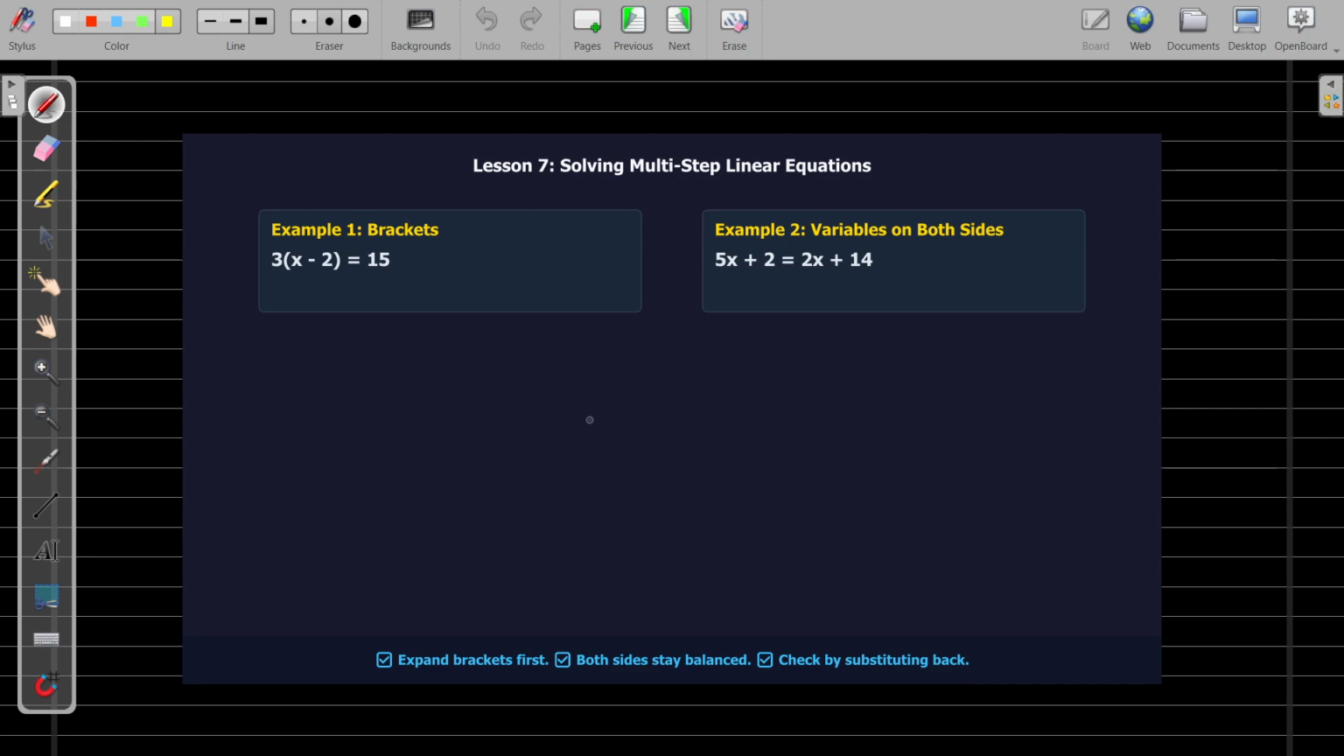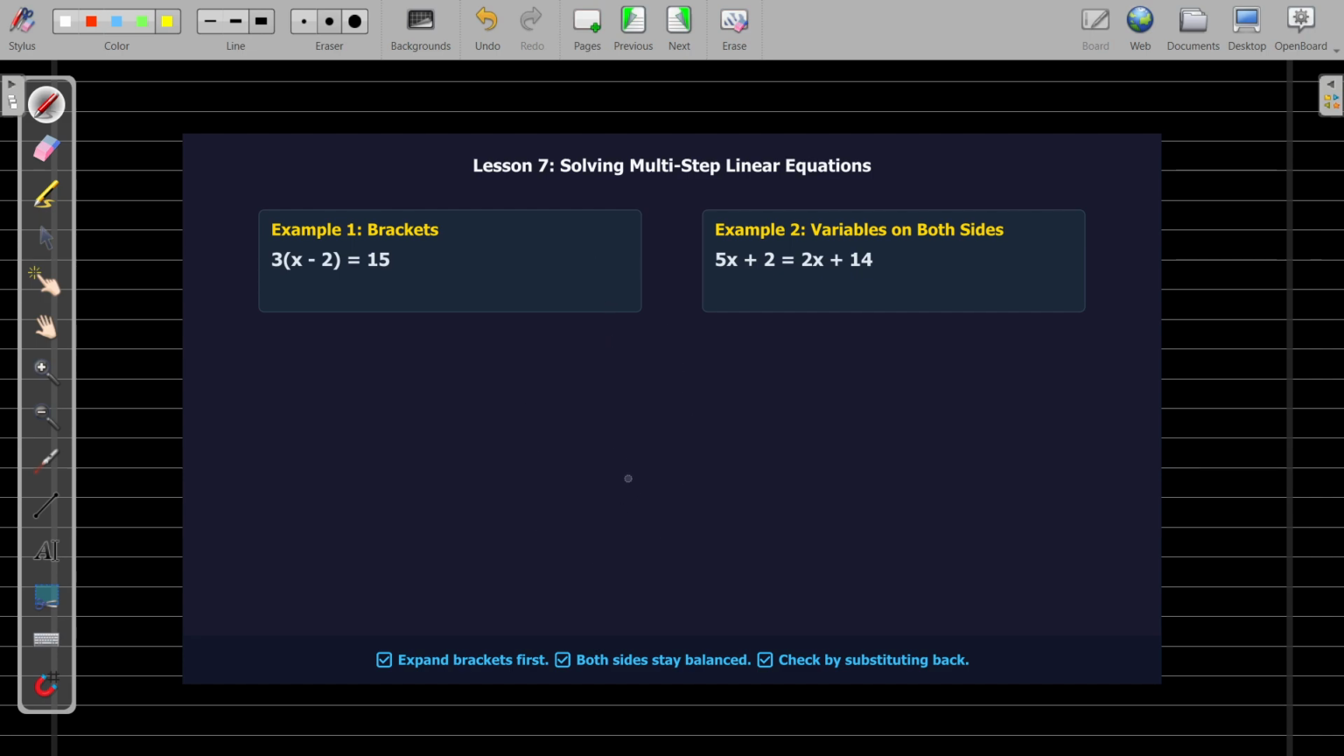Today we level up. We are going to be solving multi-step equations where variables might be trapped inside brackets, or even worse, God forbid, there are variables on both sides. But nothing's impossible, so let's just do it. So let's just get into our first example right here.